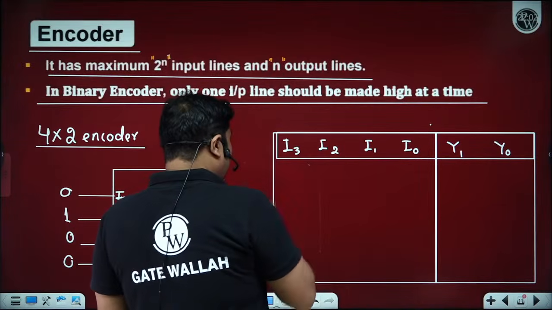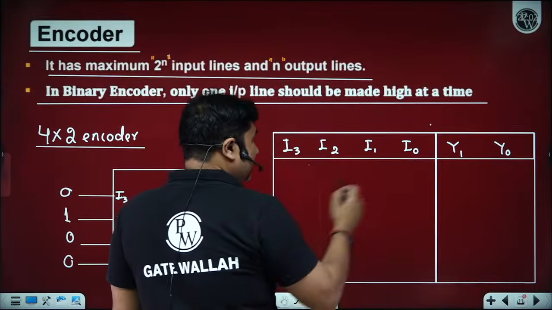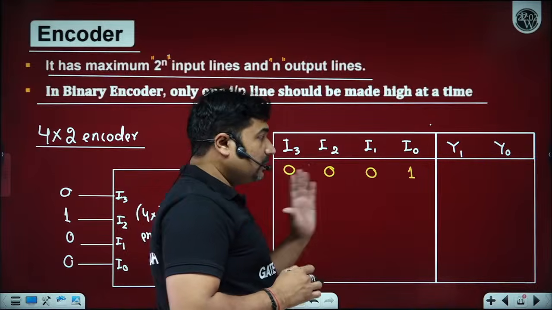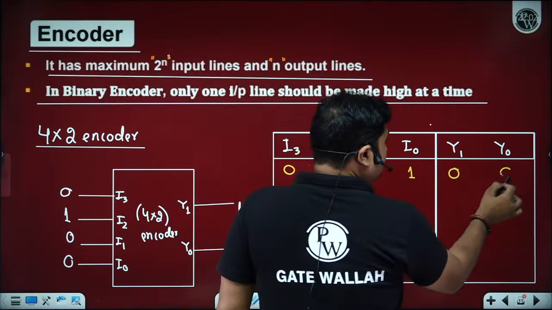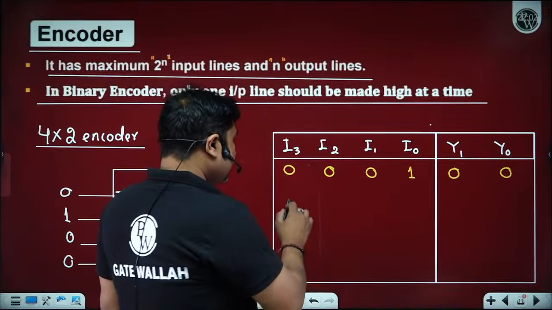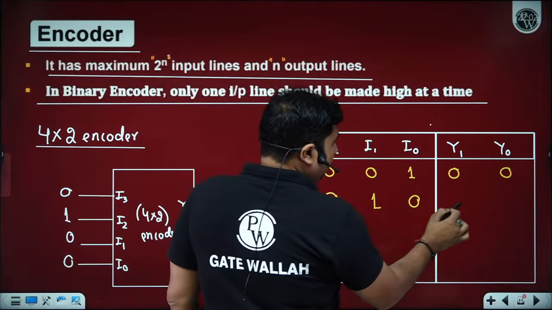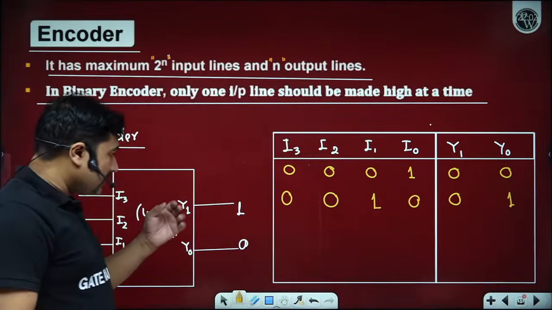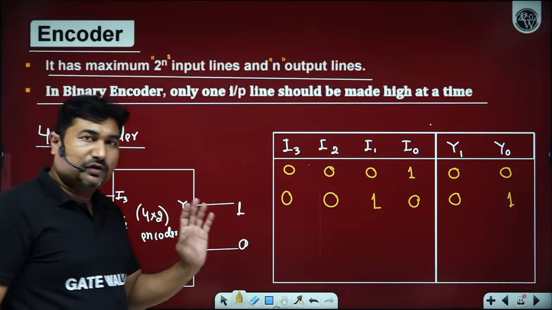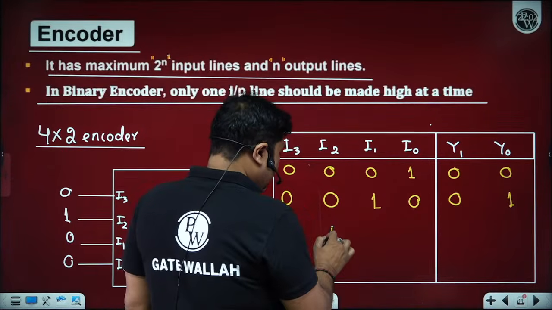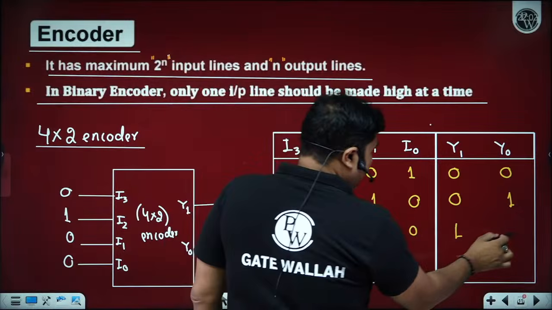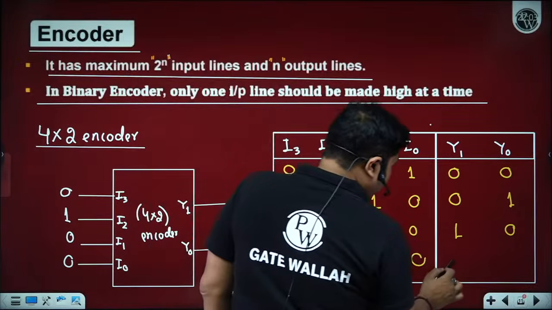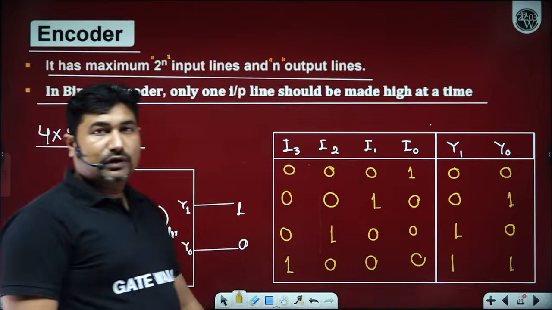So suppose in case I0 is high, only one input pin is high at a time. All others are 0 at that time. So the binary of 0 gets displayed. In case the I1 pin is high, binary of 1 is displayed. Is it okay? Displayed means binary of 1 appears at the output of the encoder. In the same way, if the I2 pin is high, binary of 2 appears at the output of the encoder. If the I3 pin is high, binary of 3 appears at the output of the encoder.